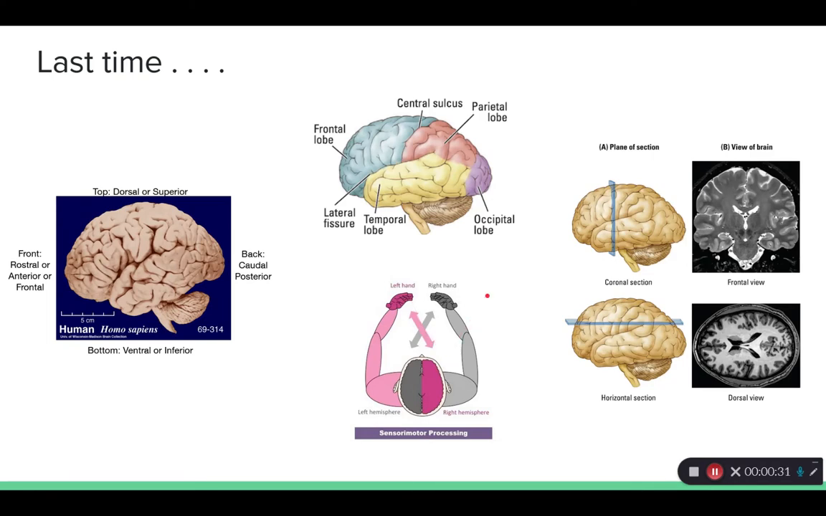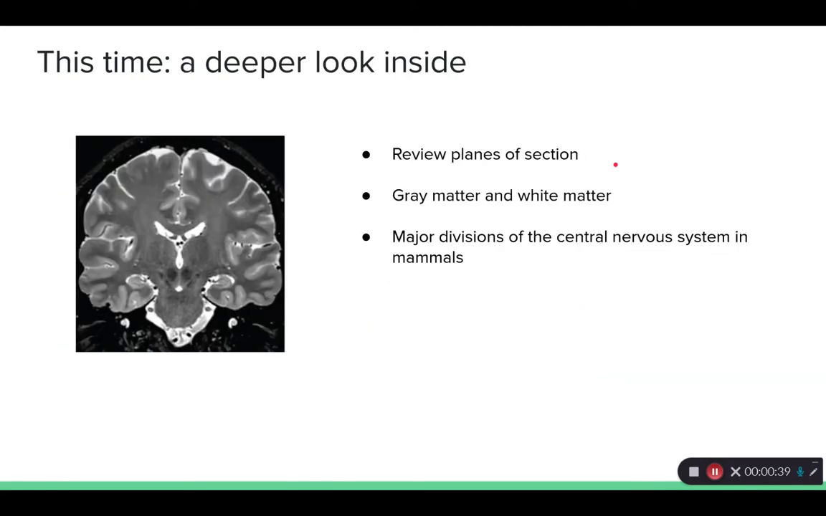And then I also briefly introduced you to this idea of these ways of visualizing the inside of the brain, which we call the planes of section. And that's where we're going to start off today. The focus of today is really going to be looking at the inside of the brain, sort of finding our way around, understanding the different ways that we can look at that.